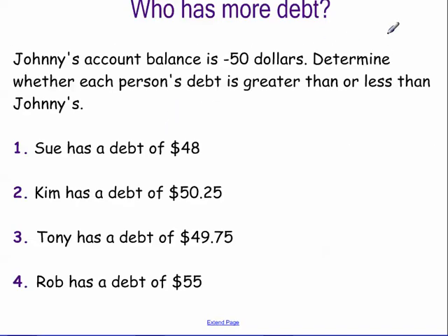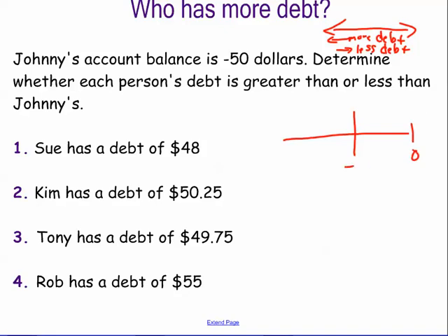So hopefully you wrote down on your number line, remember, if my number line is this way, the further I go to the left is more debt, and to the right is less debt. Okay? All right, so let's look at this little situation here. Johnny's account debt is -$50. Determine whether each person's debt is greater or less than Johnny's. So here's my zero up here. Okay, so he's at -50.